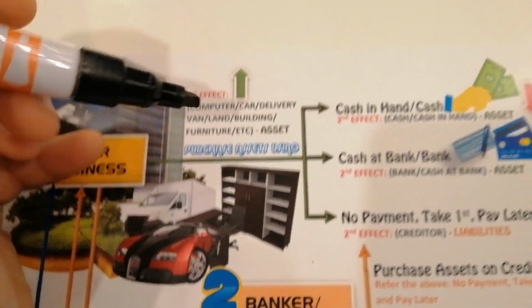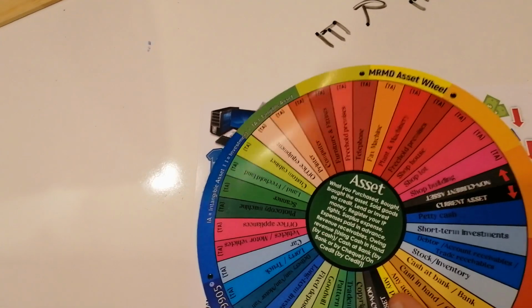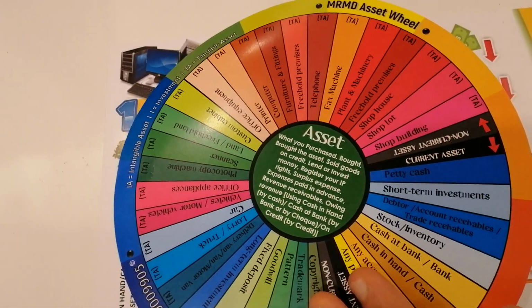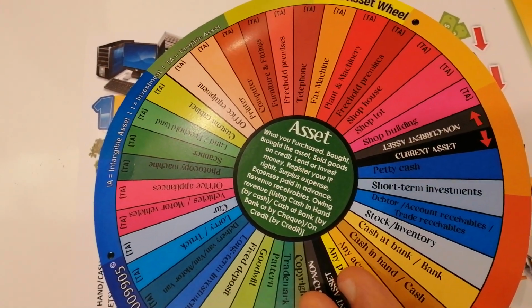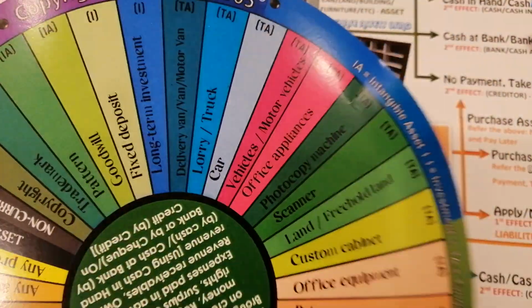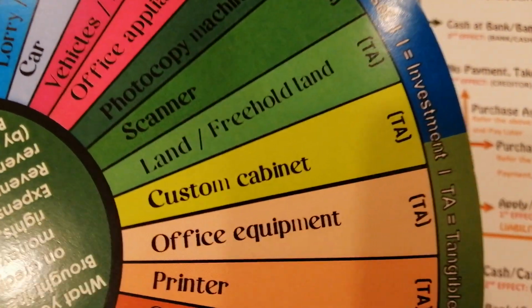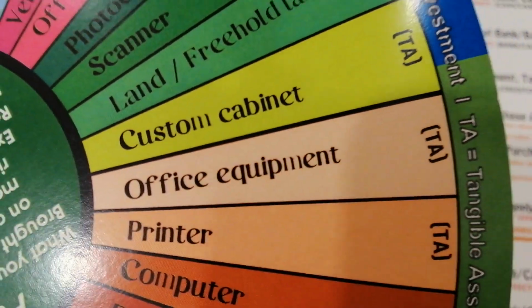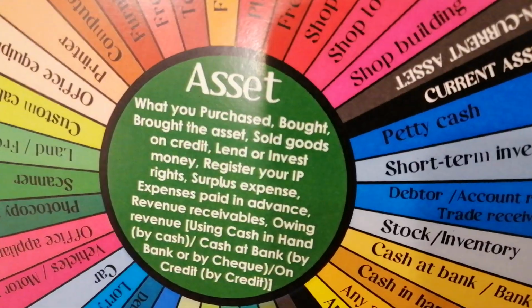So, etc. ni apa? You refer back to your asset wheel. Ada banyak nampak? See? So that's why you kena strengthen your knowledge for this asset wheel. So when I mention fax machine, you know already asset. When I mention about car, in your mind, you know already asset. When I mention about office equipment, but you mention as liability, that's totally wrong. Because office equipment is under asset.